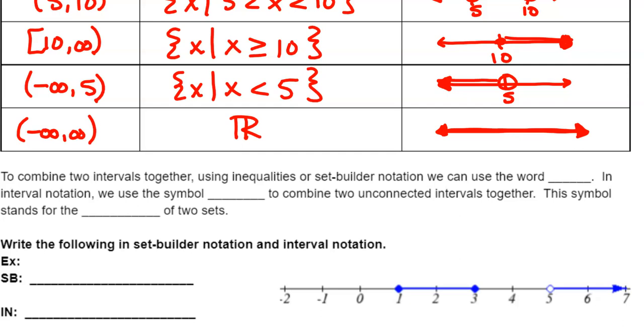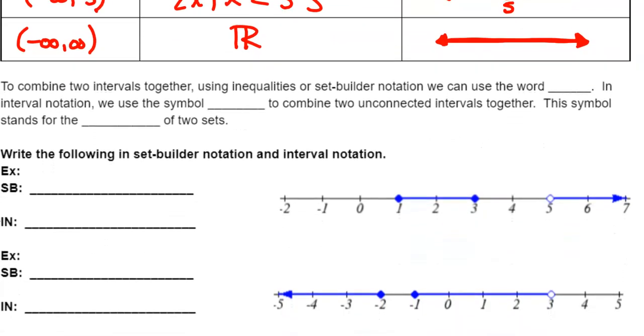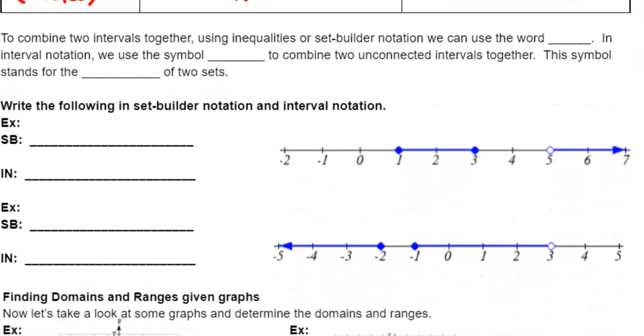Okay? All right, so let's practice this notation a little bit so that we can do some of these sets, and then we get into some graphs. Now, to combine two inequalities together using set builder notation, we can use the word or to combine them together. Now in interval notation, we use the symbol U to combine two unconnected intervals together, and this symbol stands for the union of a set. Just a little extra piece for you there.